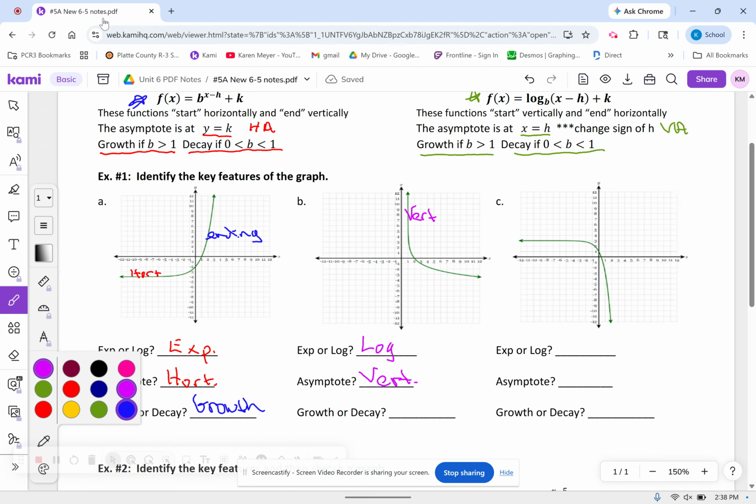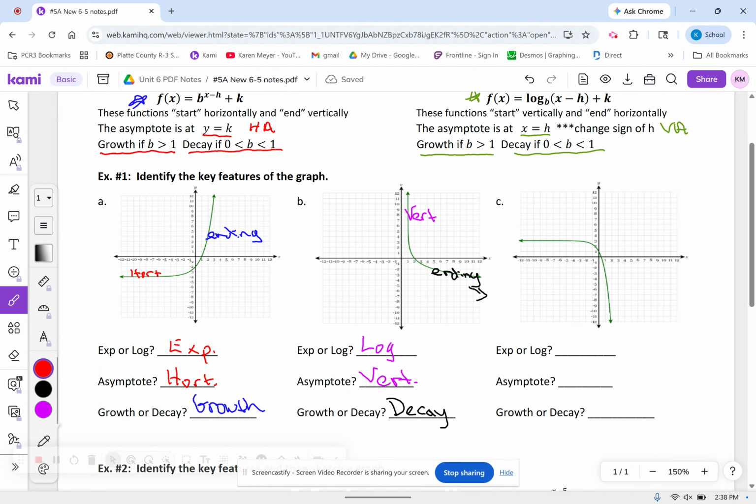Now, for this one, to tell if it's growth or decay, we're going to look at where it's ending. So this is the part where it's ending. And where it's ending, it's going down, because the curve is going downwards. So since it's ending going downwards, I would want to say that is a decay.